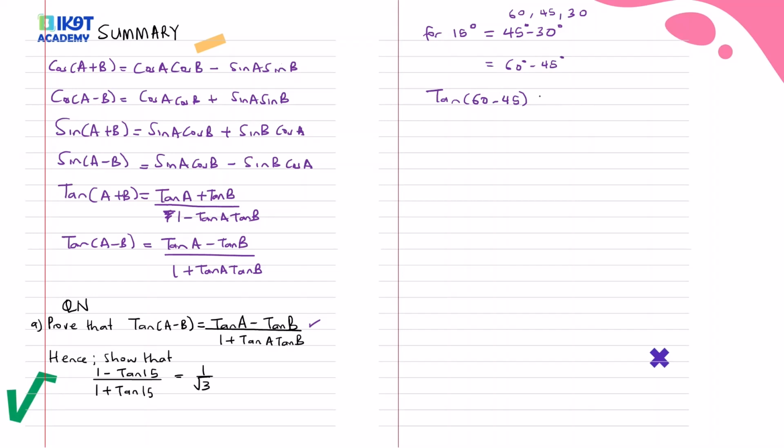Now I'm going to expand this. So this is equals to tan 60 minus tan 45 out of 1 plus tan 60 tan 45. And this is because remember we say this is tan A minus B. So this is from here you see tan A minus B is equals to tan A minus tan B out of 1 plus tan A tan B. So this is the expression we have.